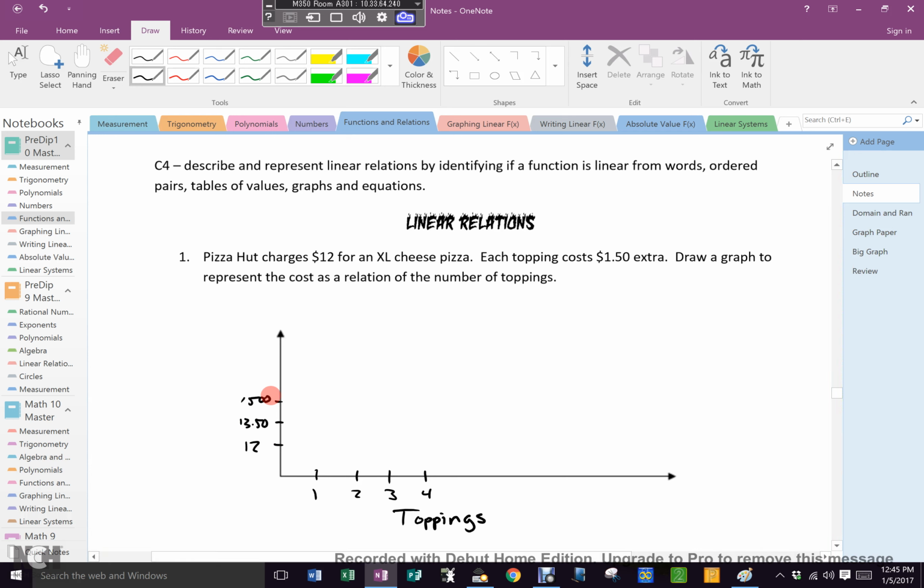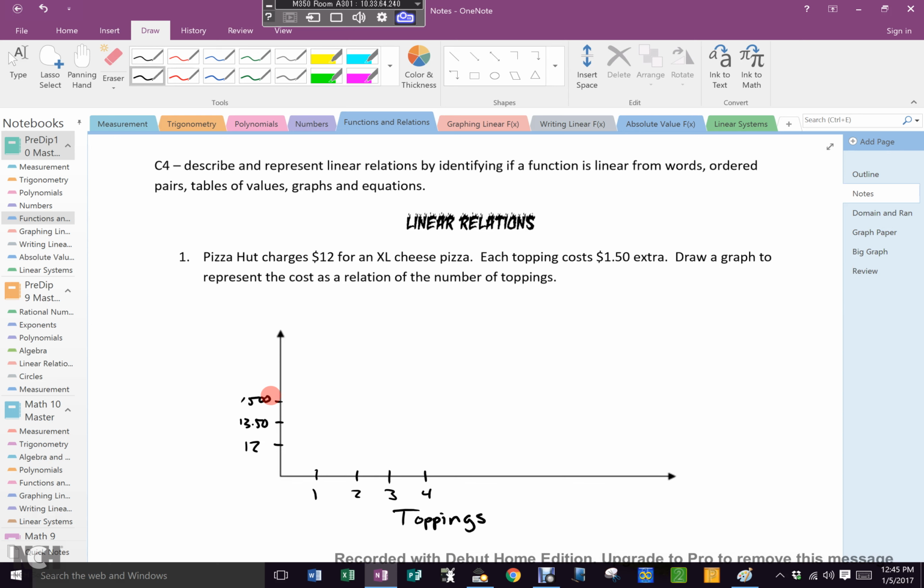$12. Even though somebody always argues right now, cheese counts. No, it doesn't. Neither does tomato sauce. Because once you put tomato sauce and cheese on it, you have pizza. Before you put tomato sauce and cheese on it, you have bread. Okay? So 0 to 1 topping is how much?